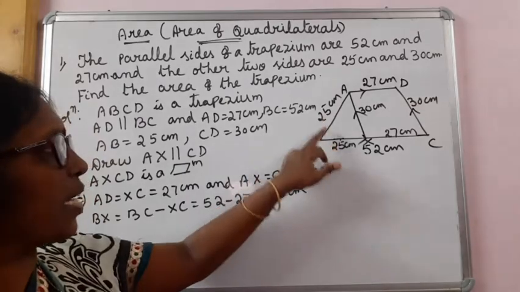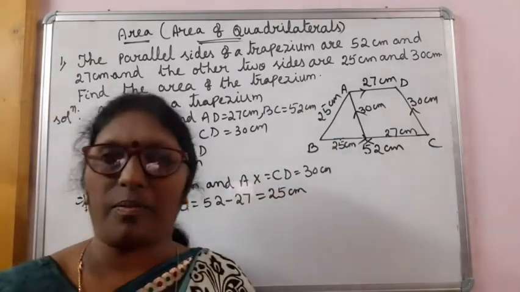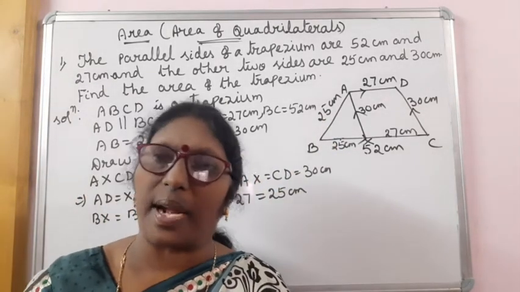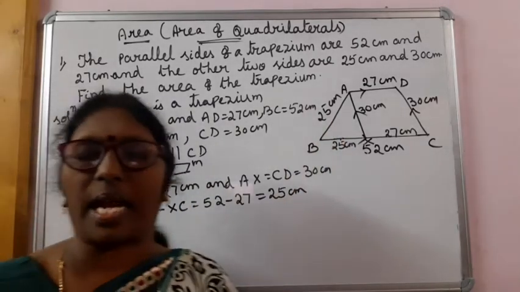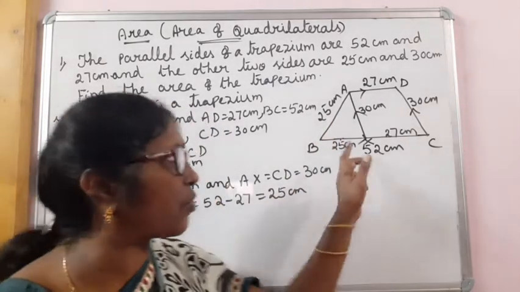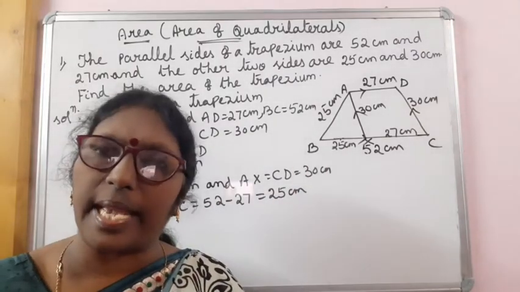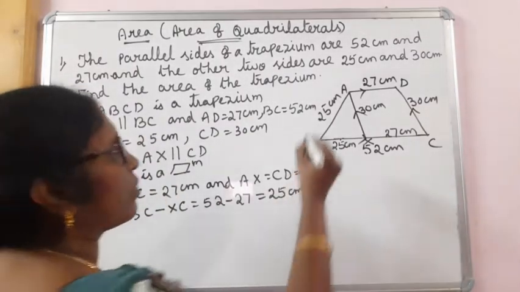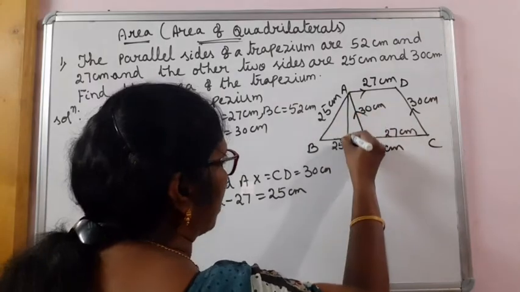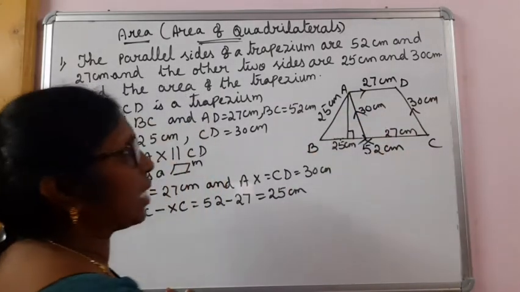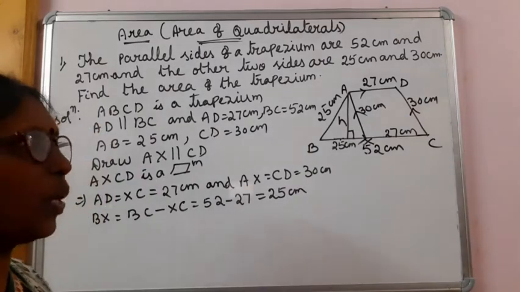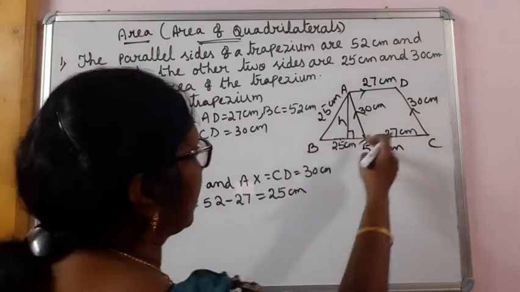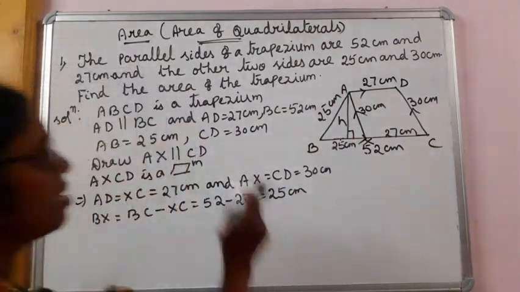Here in this case, 25-25 is an isosceles triangle, so you can use the formula for the area of an isosceles triangle, or simply the area of a scalene triangle also. You can find the area of this triangle. Once you know the area of a triangle, you can find the height of the triangle, which itself is equal to the height of the trapezium. First, let me find the area of triangle ABX.